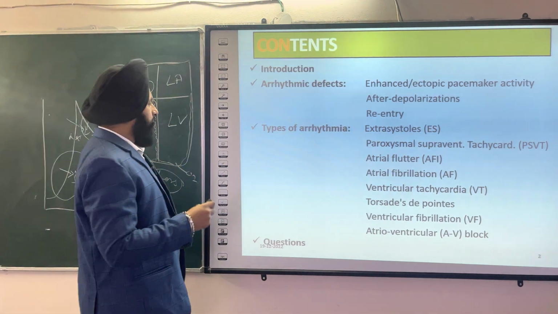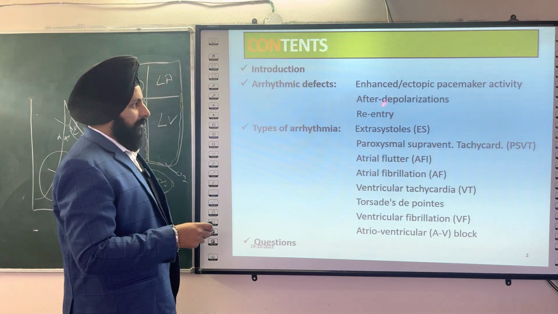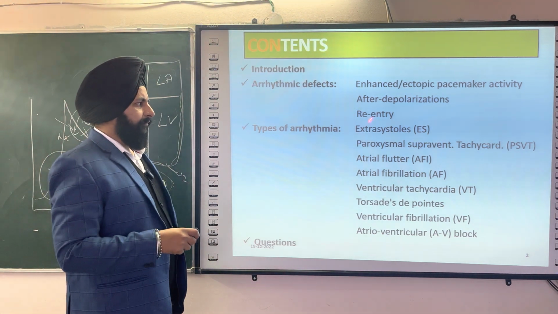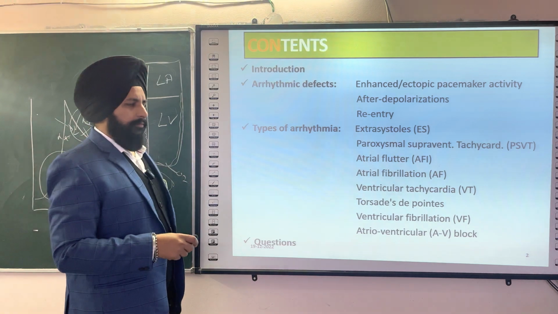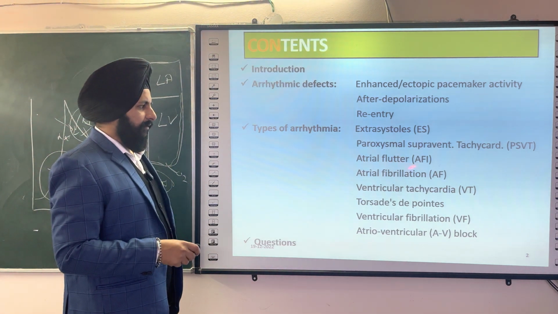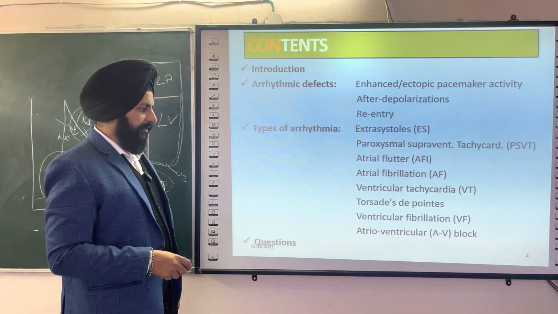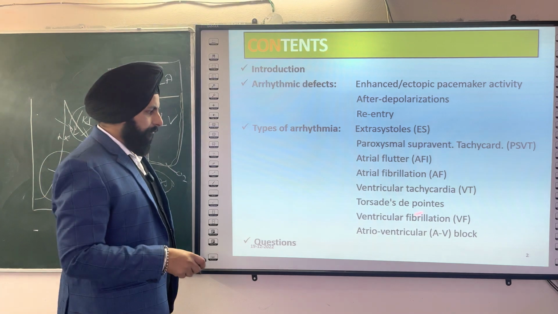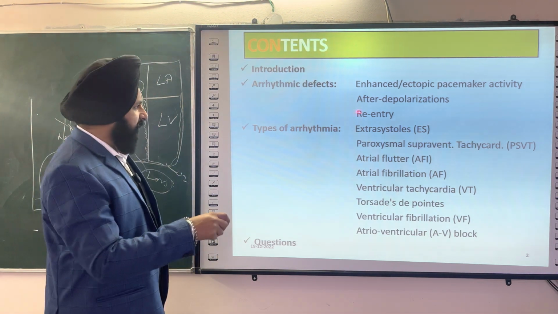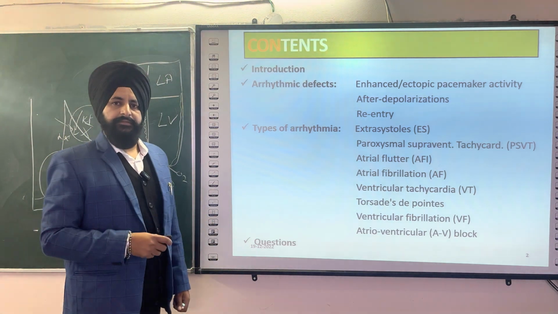That is ectopic, meaning the superficial SA node associated after depolarization, re-entry, extrasystole, paroxysmal supraventricular tachycardia, atrial flutter, atrial fibrillation, ventricular tachycardia, torsades de pointes, ventricular fibrillation, and atrioventricular block. So these are the types of arrhythmia which you will see. These are the different types of arrhythmia.